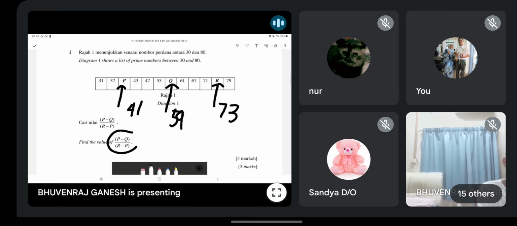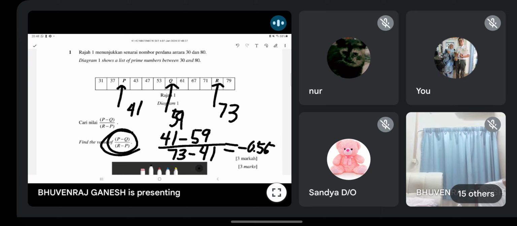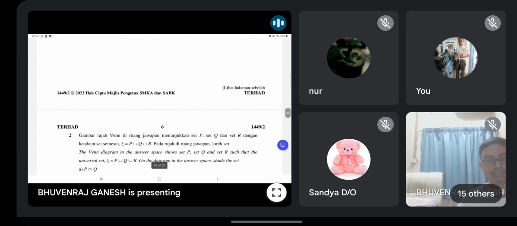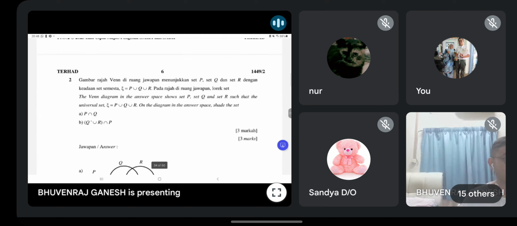So then, you just need to solve this. Kamu hanya perlu selesaikan yang ni. So you will have 41 minus 59 divided by 73 minus 41. So final answer, negative 0.5625. Okay guys, I think this question is kindergarten also can answer lah. Tadika pun boleh jawab. Come out in the SMKA, SABK trial.